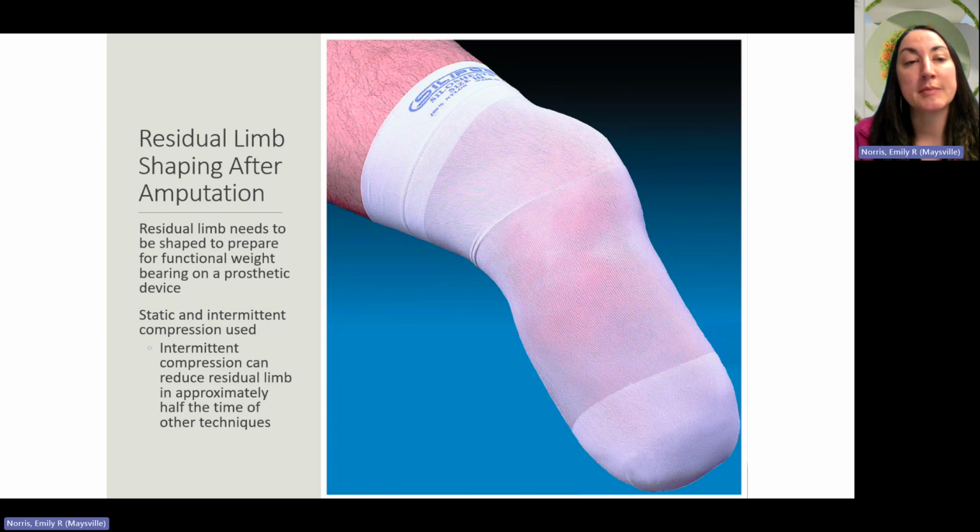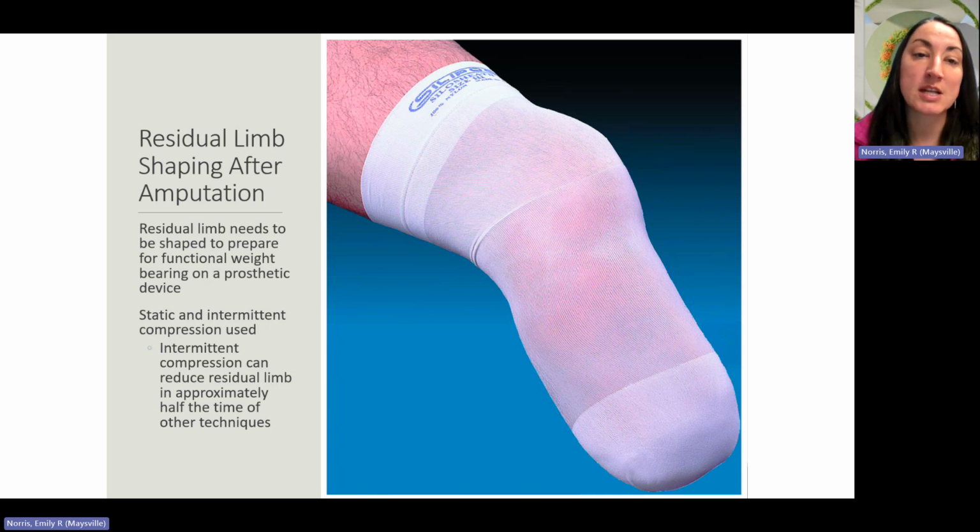With residual limb shaping after an amputation, the residual limb needs to be shaped in order to be functional, so that they can weight bear with a prosthetic device and it can fit evenly and not create sores or increased areas of pressure. Usually static and intermittent compression are used. The intermittent compression can reduce the residual limb size in about half the time of other techniques.